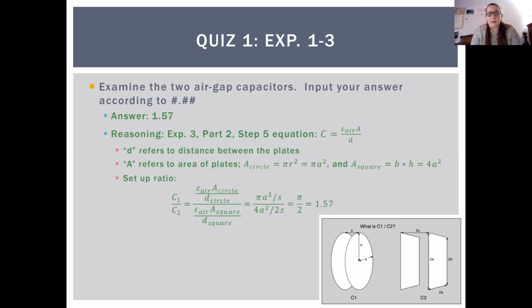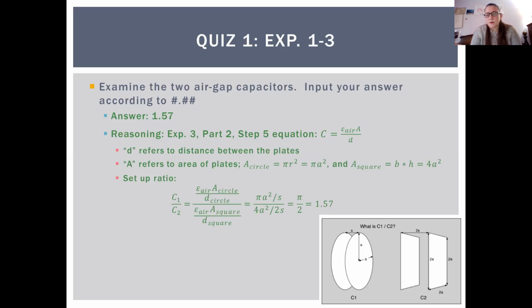Our area is pi a squared. The distance between the circles is s. And then for the square, our area is 4a squared. The distance separating them in this case is 2s. And so we can see the a squares cancel out, the s's cancel out. 4 halves simplifies to 2, so we get pi over 2, which is just 1.57.